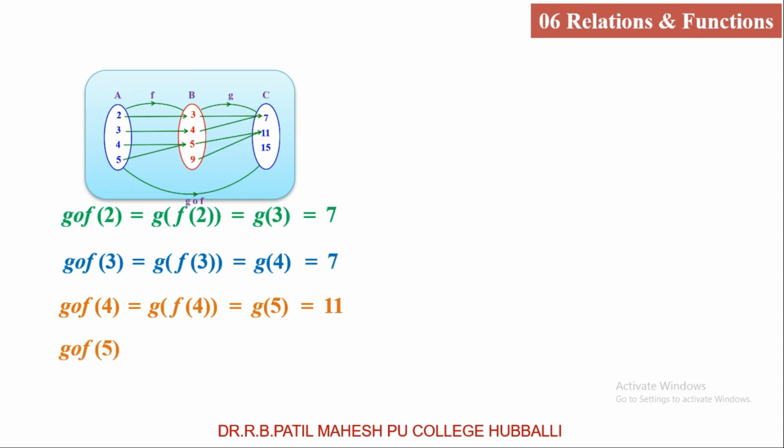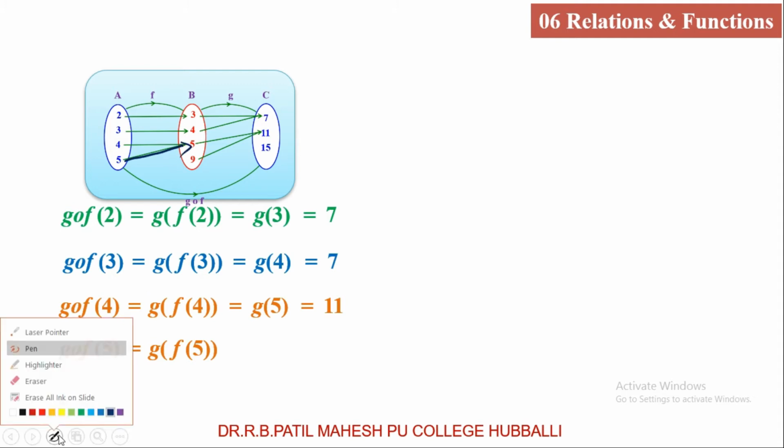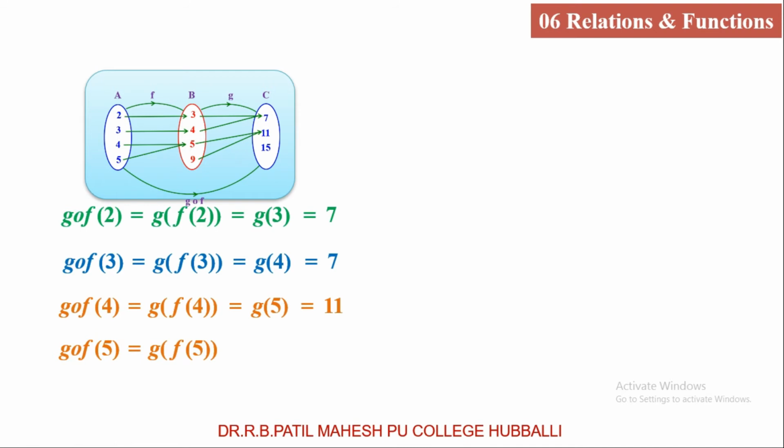G composition F of 5. G of F of 5. What is F of 5? You can see F of 5 is 5 itself, because 5 is related to 5 under F. So F of 5 I replace as 5. So G of 5 is equal to, now to get G of 5, 5 is related to what? 11. So under the function G, 5 is related to 11, means G of 5 is also 11. So these are the elements that you got, students.